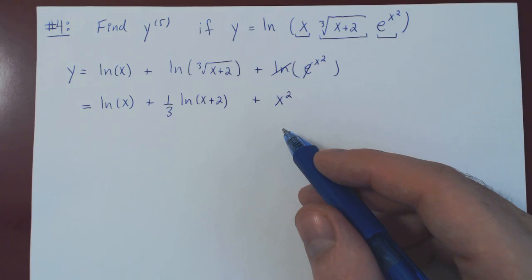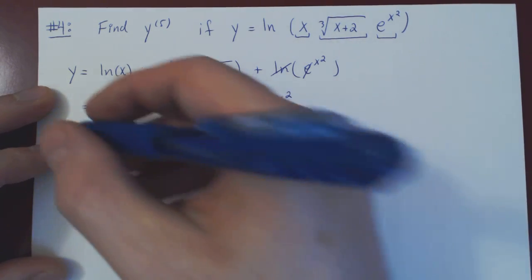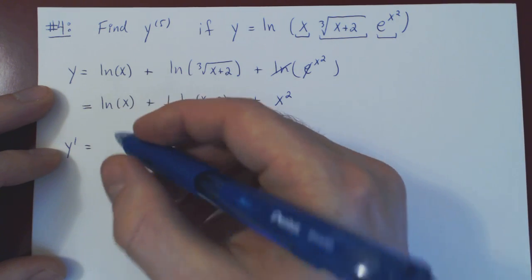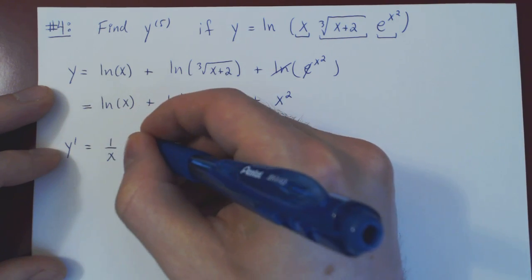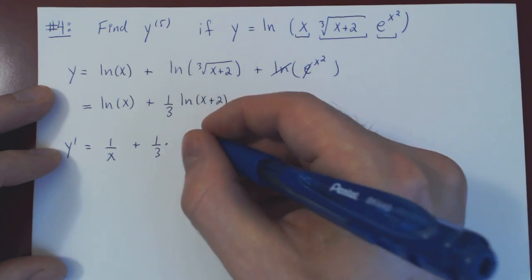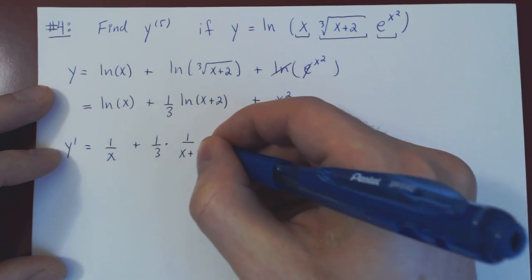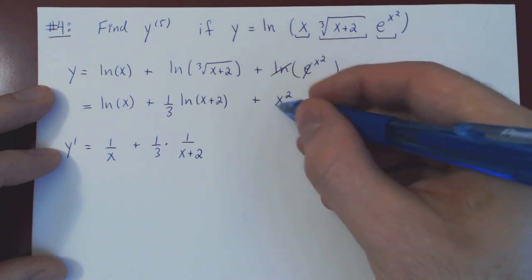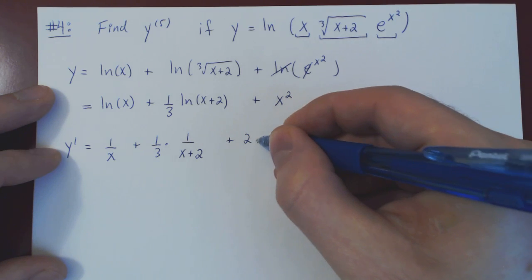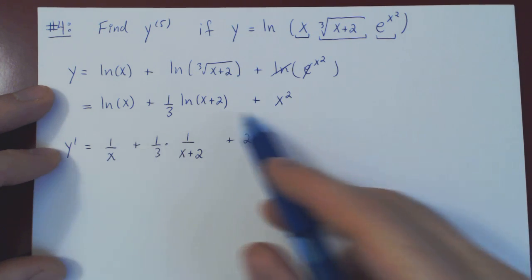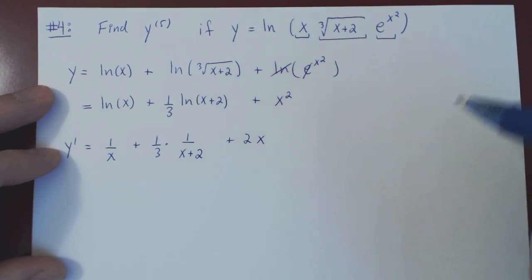And now this is as simple as possible. Now we can start taking higher derivatives. So let's differentiate y. 1 over x plus a third stays there, times 1 over x plus 2. Chain rule times the derivative of x plus 2, which is 1. Nothing comes up. Plus 2x. So here's the first derivative, obtained quite easily. Of course, because we simplified first, then differentiated.